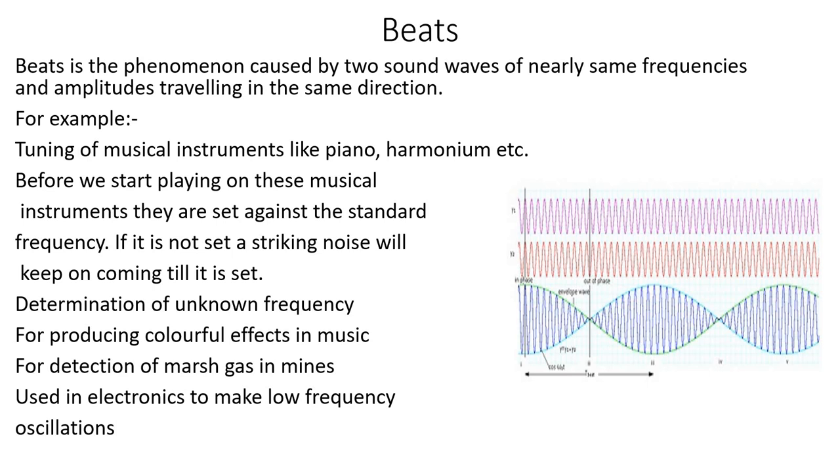Similarly, it is used in electronics to get low frequency oscillation. To get low frequency directly is very difficult. So two slightly varying waves will be used, and with the help of those we will get low frequency. That can be produced by using beats. So these are the different applications or uses of beats.